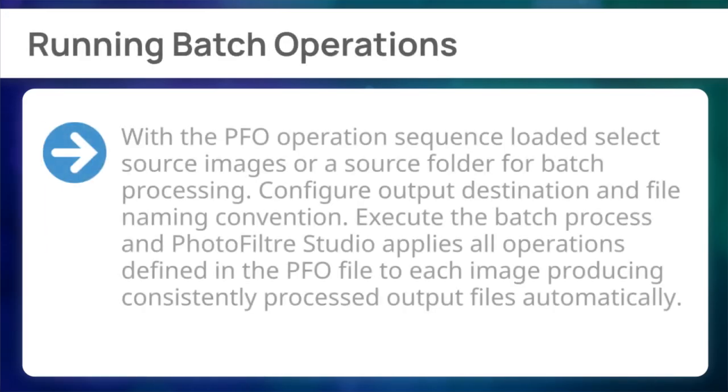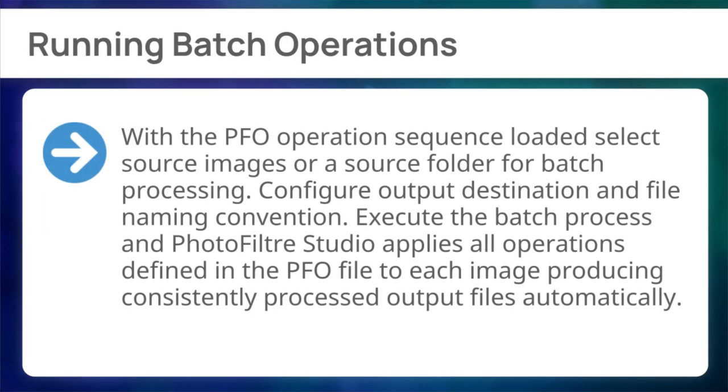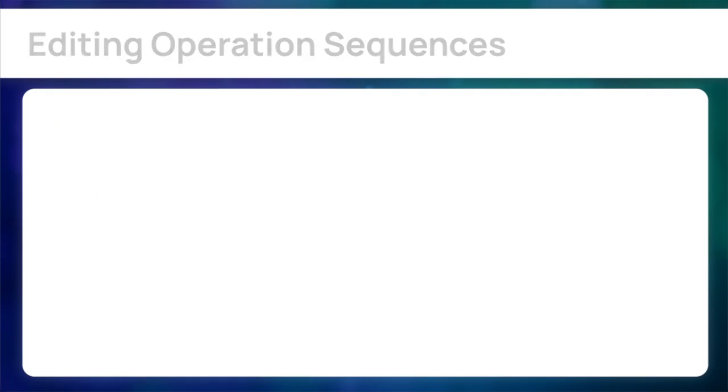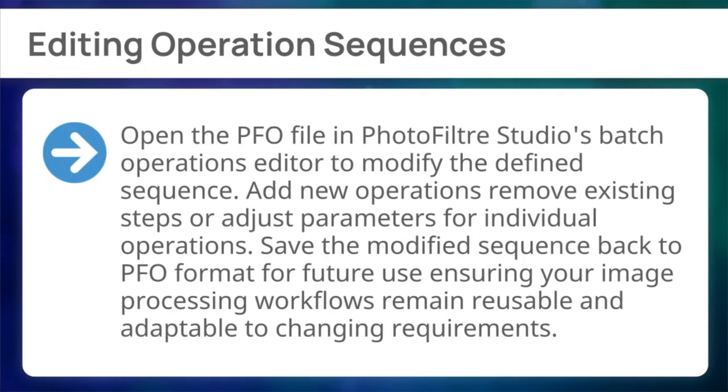Next, running batch operations. With the PFO operation sequence loaded, select source images or a source folder for batch processing. Configure output destination and file naming convention. Execute the batch process, and PhotoFiltre Studio applies all operations defined in the PFO file to each image, producing consistently processed output files automatically.